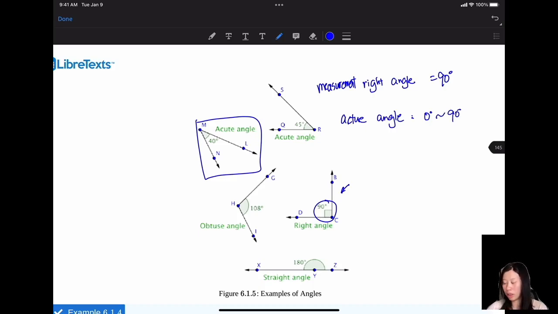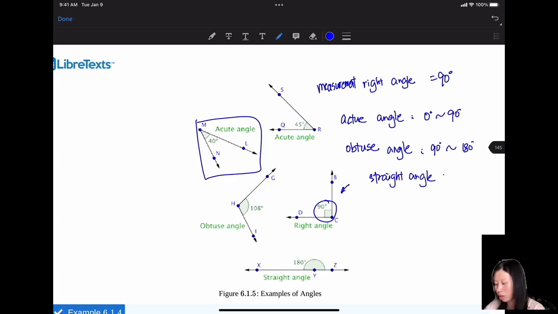And then the next one is called an obtuse angle, which is greater than a right angle but less than a straight angle. The measurement should be between 90 degrees, but not equal to 90 degrees, and 180 degrees. This is called an obtuse angle. And then the last one is called a straight angle. A straight angle is equal to 180 degrees.